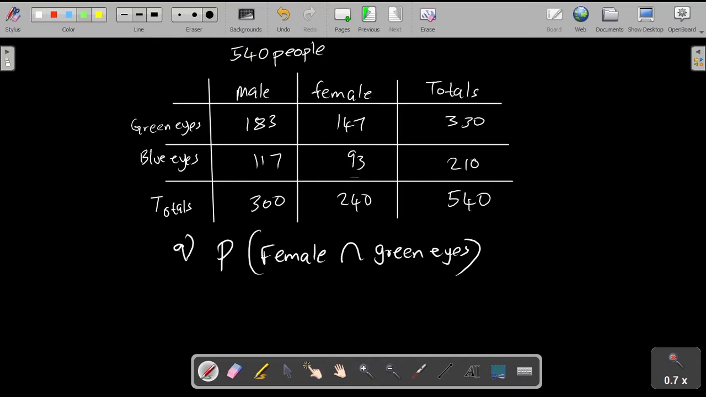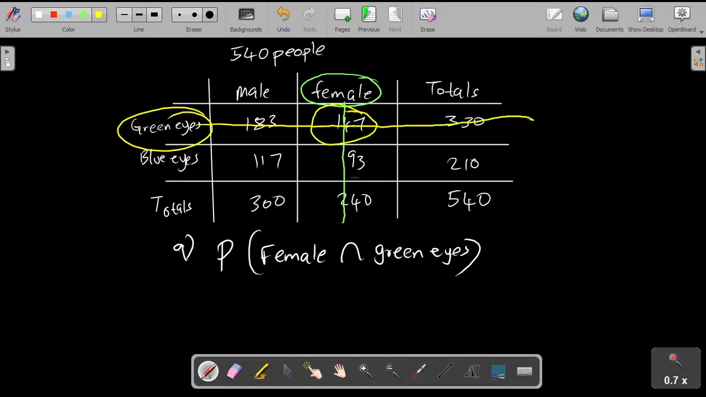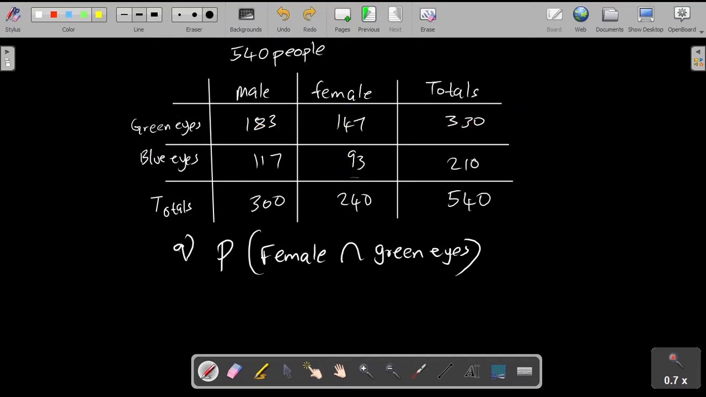So what we do is we come up to our table and we look at the female column, and you can draw a line. Then you come to the other variable, which is green eyes. Then you draw a line across in that direction. You can do this with your eyes. Where these two lines meet, that is what you're looking for, because it's the intersection. That is the literal definition of an intersection. Where the two variables meet, that is the value that you're looking for.